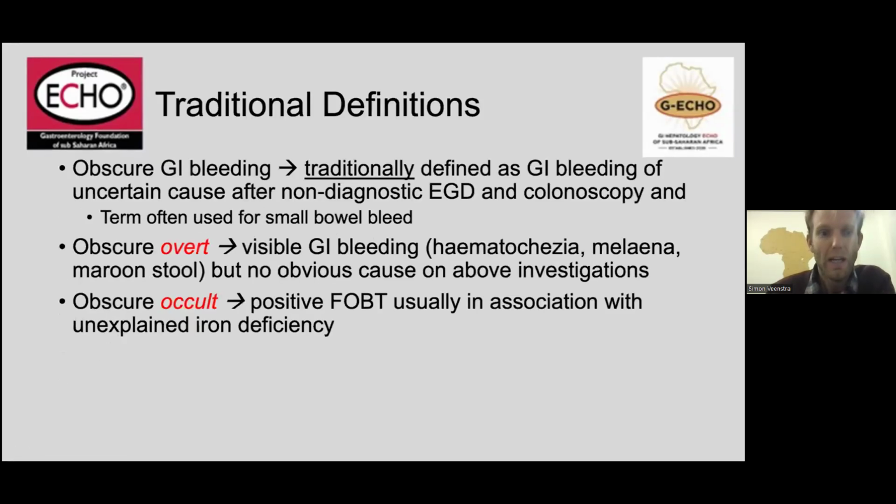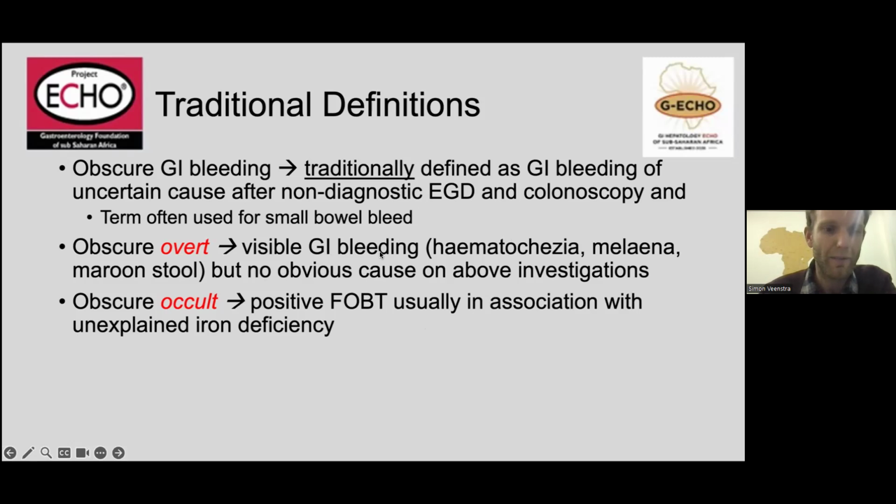allotted time. So some of the traditional definitions regarding small bowel bleeding: the term that has mostly been used in the past is that of obscure GI bleeding. This was defined as bleeding of uncertain cause after non-diagnostic upper and lower scopes, and often was used synonymously for a small bowel bleed.